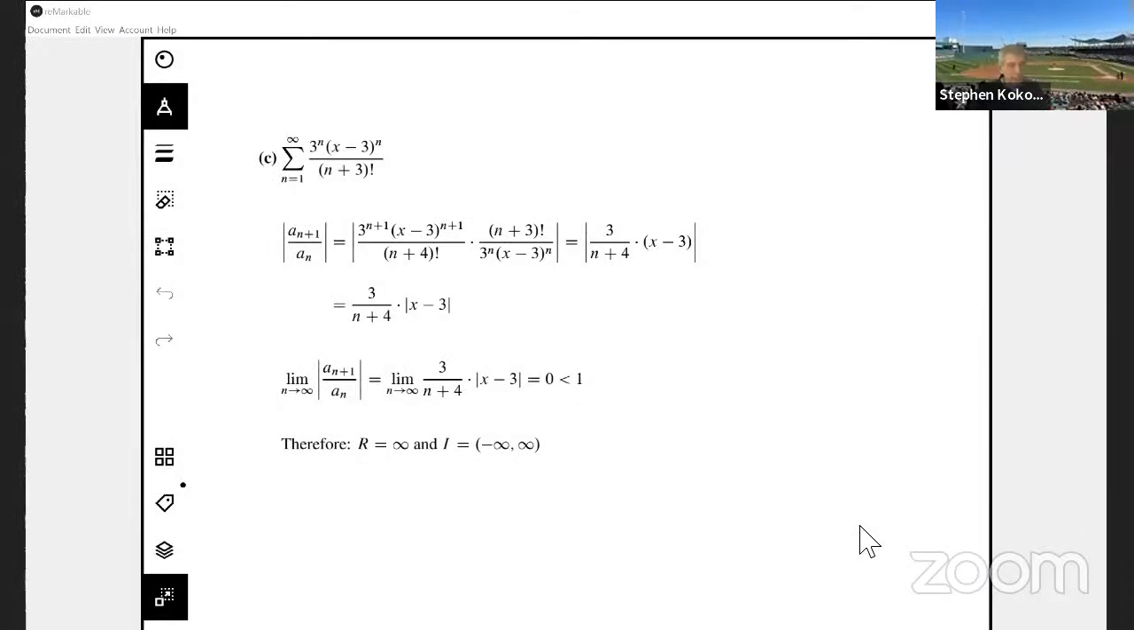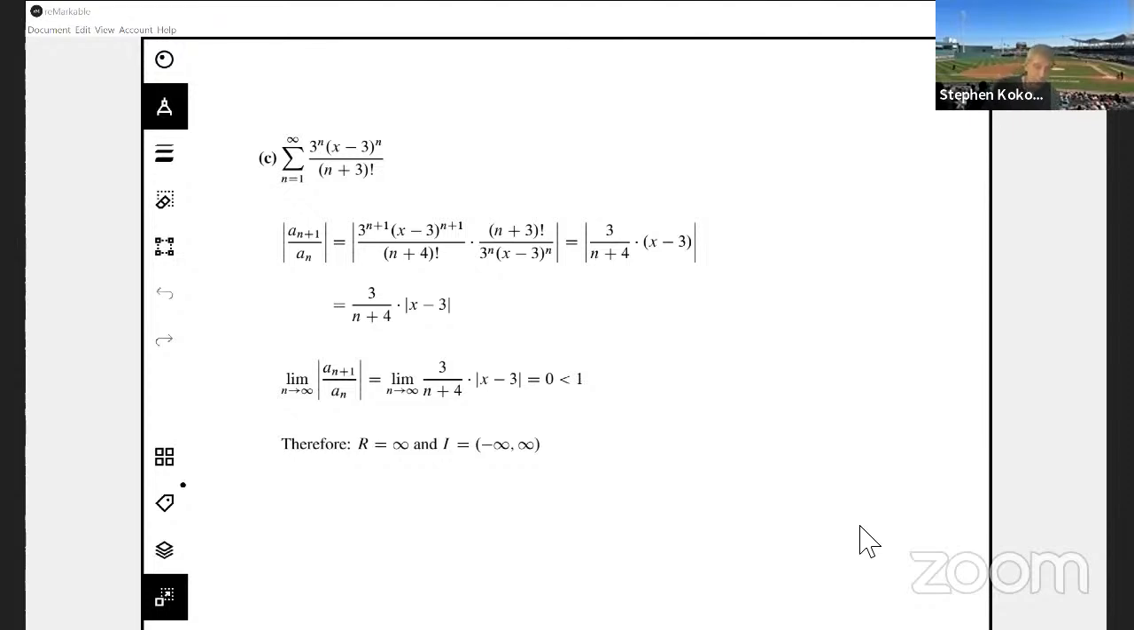Very cool. Let's take a look at two more and then maybe we can go back to technology here. So this is an interesting one. This power series is centered at what we usually say, a = 3. It's got a 3^n in the numerator. It's got an (n + 3)! in the denominator.